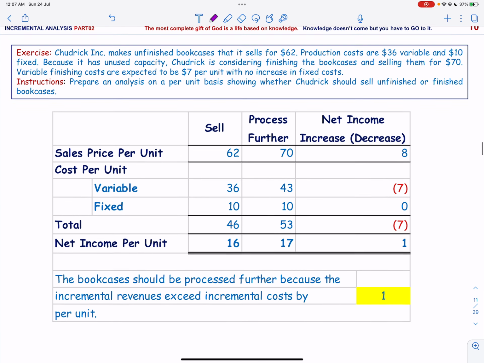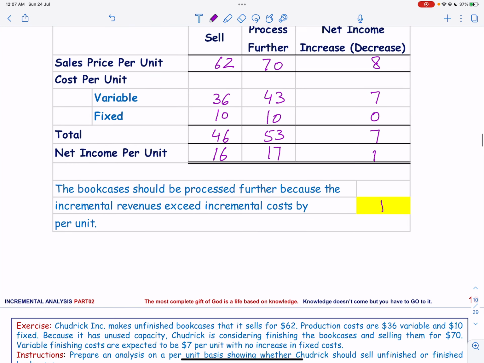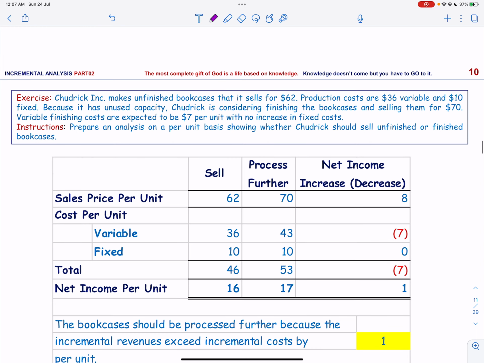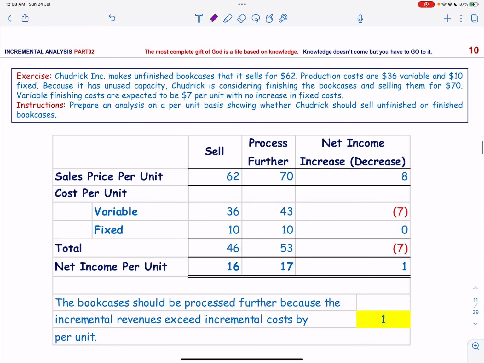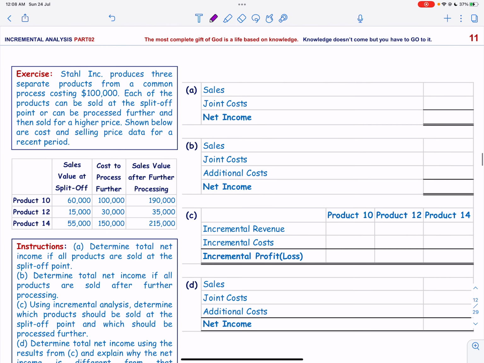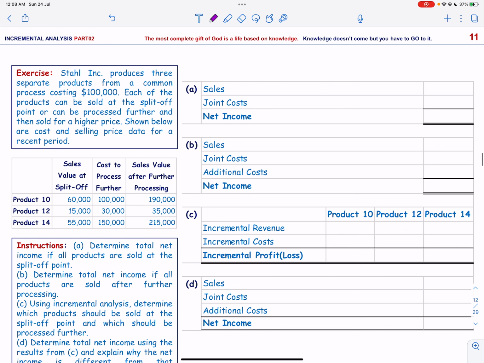Let us look into one more exercise, and before that let me tell you I have put this illustration in this Excel sheet as well, and let us make a bit of correction. This should be 7 and this is 0 and the total cost is 7 and the net income is 1. Let us look into another exercise.